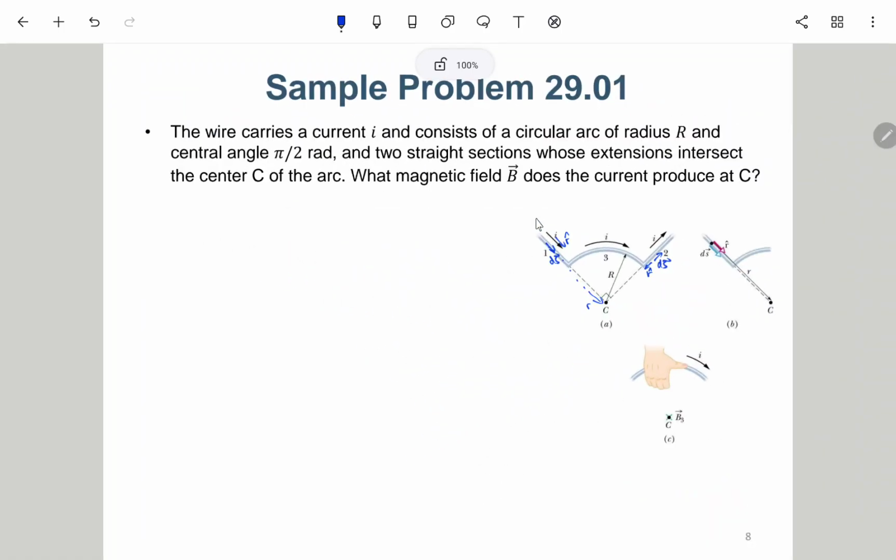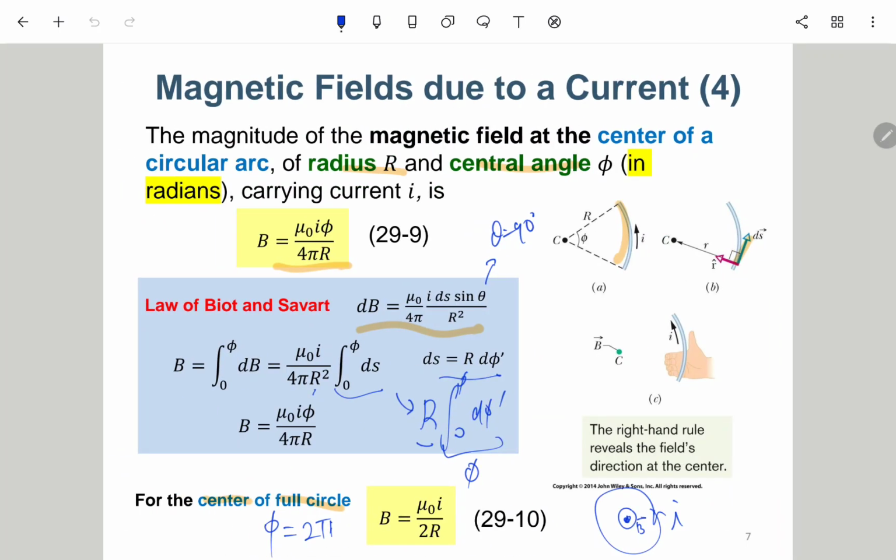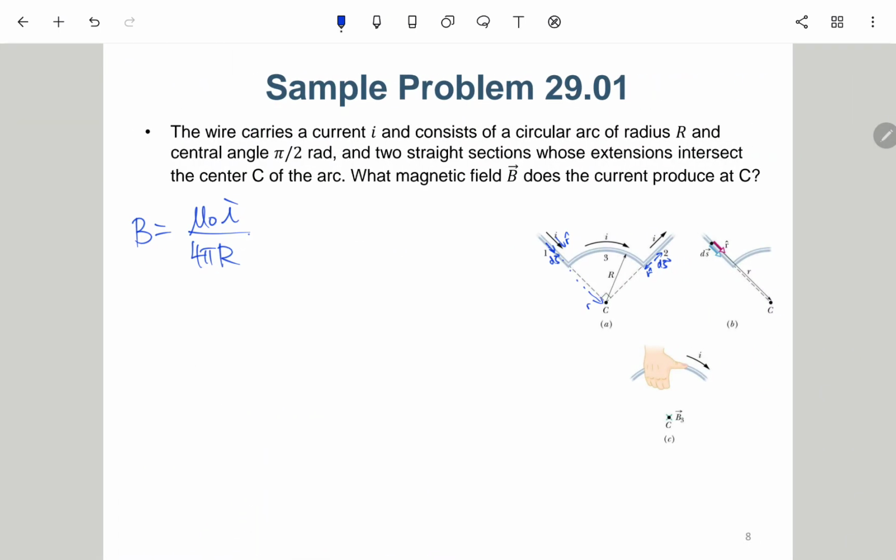So the only contribution to the B field is B equals mu 0 I over 4 pi r, and then times phi, which is pi over 2. So it turns out to be mu 0 I over 8 r. So this is pretty easy. Just use the previous formula.